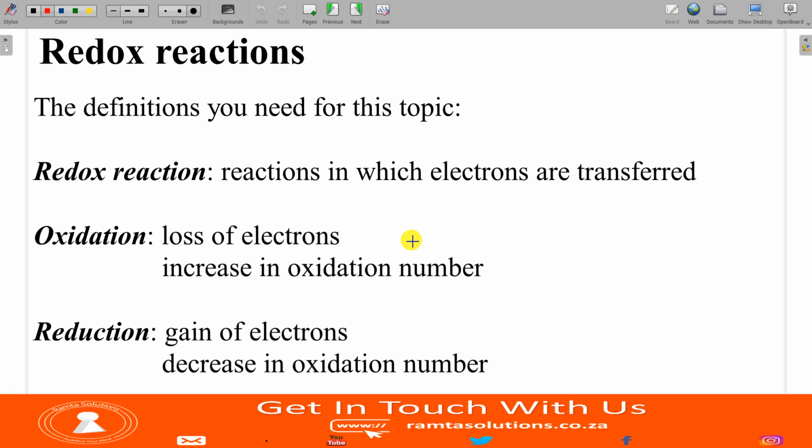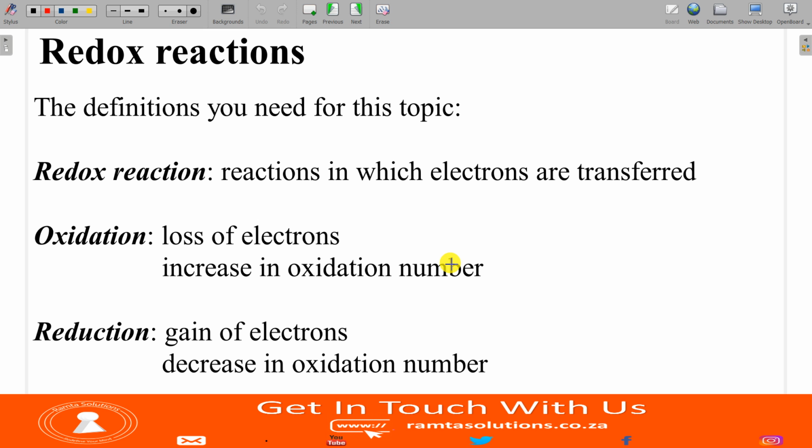Now for redox reactions, there are two types of reactions that are occurring. That is oxidation and reduction. Now, what is oxidation? We call it a loss of electrons. So if you look at a redox reaction and you see that electrons are being lost, you must know that oxidation has occurred. This is one definition of oxidation using electron transfer. Another definition of oxidation would be an increase in oxidation number.